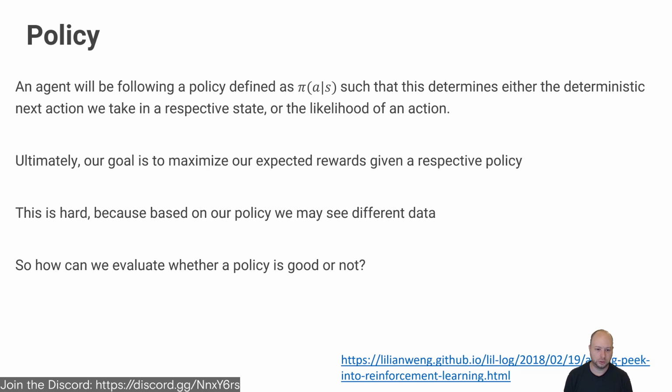Choosing an optimal policy can be very difficult, because ultimately the actions that we take determine the distribution of states we see, and the distribution of states we see also determines what reward function we ultimately see. Within a given state, we may see a variety of different possible rewards, because the reward is given to us based on us entering a particular state. So how do we evaluate whether or not a policy is good, given all of those variables?